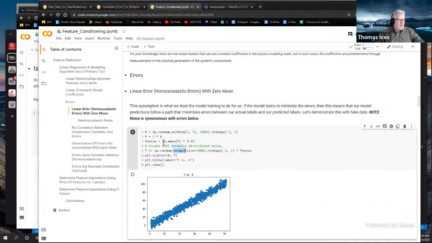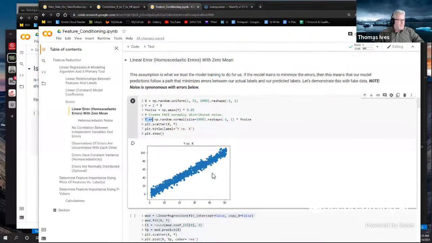It's no big deal. I find the max of Y, and then this is the amount I want the noise to deviate from the mean. And so I go ahead and create a standard normal distribution of noise, but I amplify it by what I calculated here. So that's all that's going on. And that just gets added to Y by that method. And then of course, there's our error.